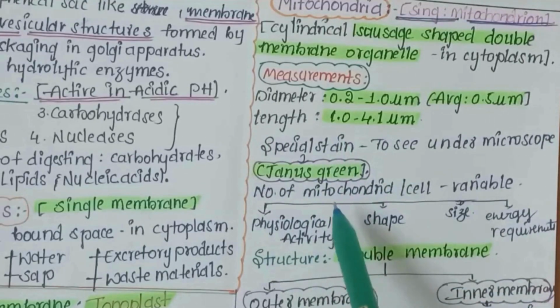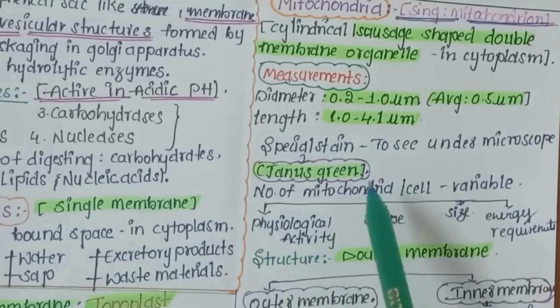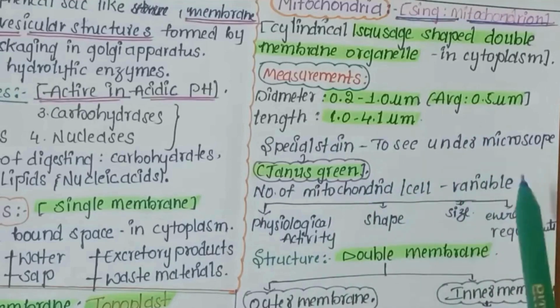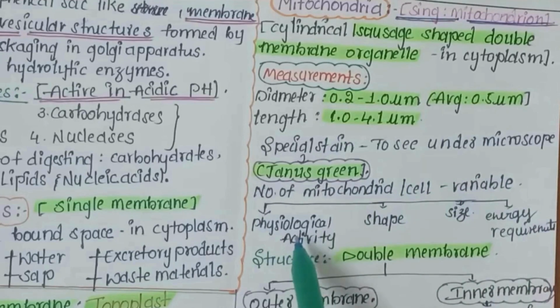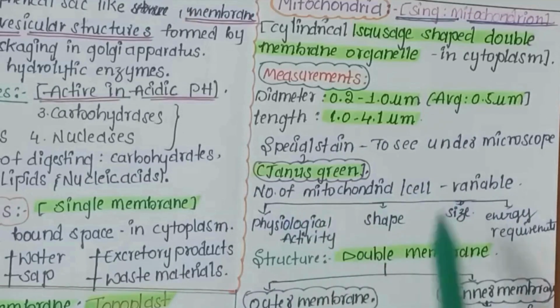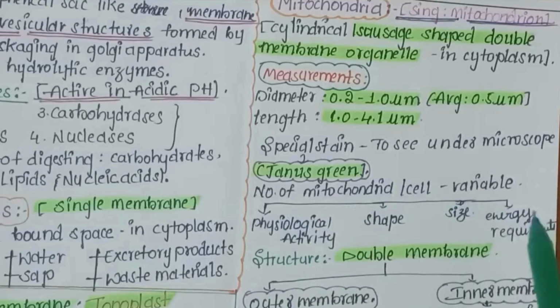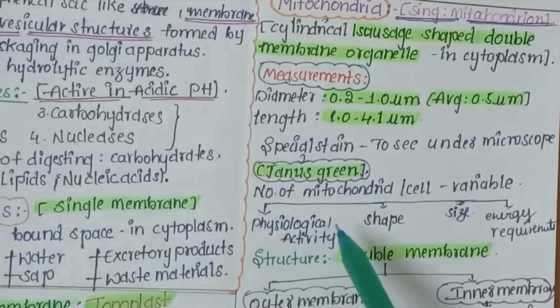There is a variable number of mitochondria present in different types of cells, depending on the physiological activity, shape, size, and energy requirements of the cell. Let's discuss the structure of mitochondria in detail with the help of a diagram.